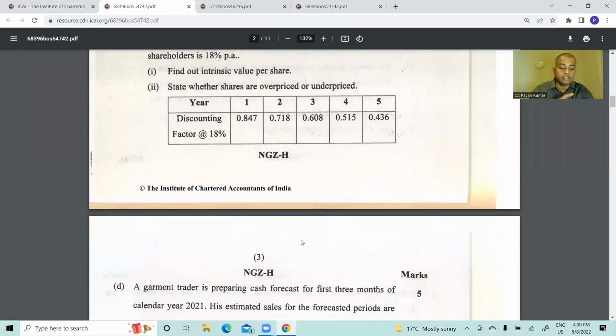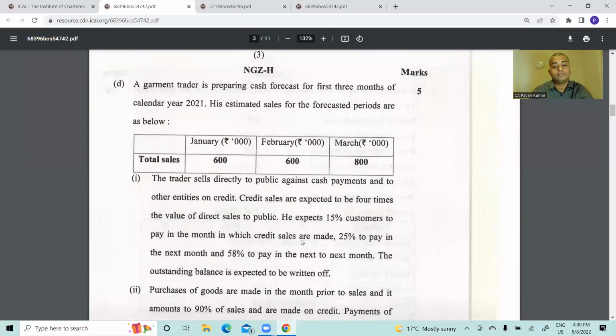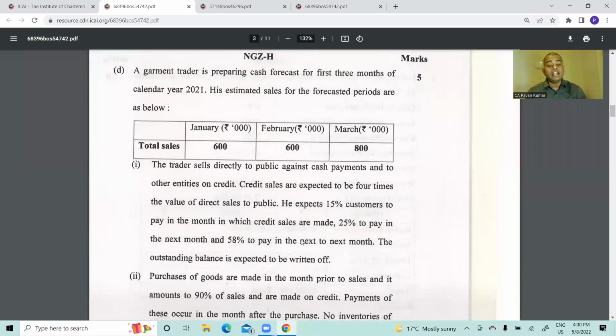Okay, so this is first question. Next, D. Can you read D and tell me what is this? Which question this is?